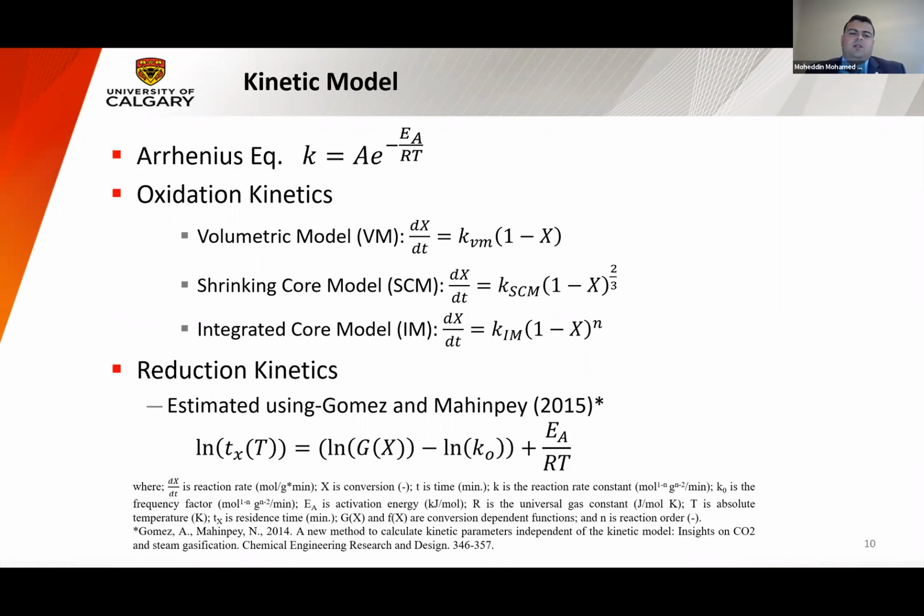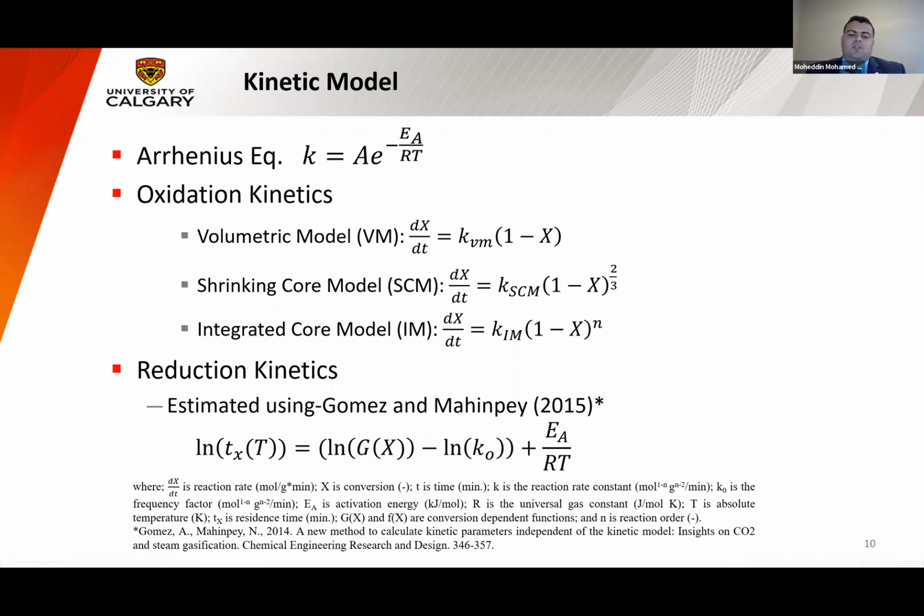The kinetic model for the oxidation reaction, volumetric model, shrinking core model, as well as the integrated core model were investigated, and it was found the shrinking core model results in a better fit with the experimental data. For the reduction kinetics, was estimated using a model that was developed by a research group in 2015.